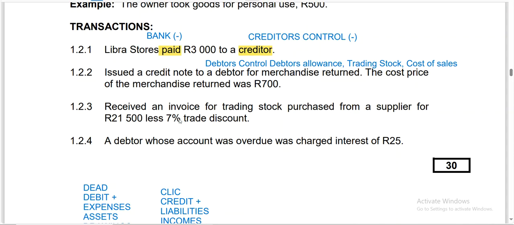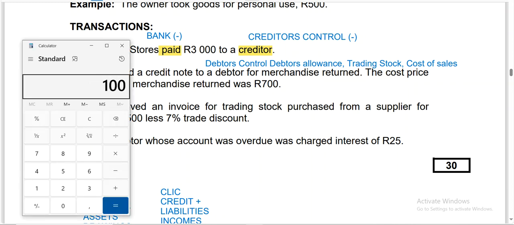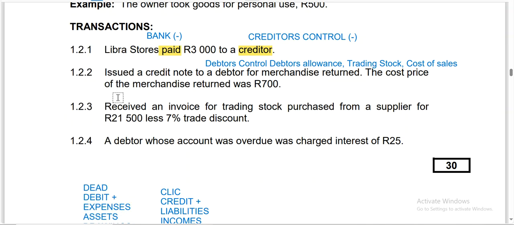Okay, and then that transaction says we have received an invoice for trading stock purchased from a supplier for 21,500 less 7% trade discount. So if you say 100 minus 7%, you'll be left with 93%. So if you say 21,500 multiply by 0.93, it is going to give you 19,995. So it means that on our invoice we're going to record 19,995.